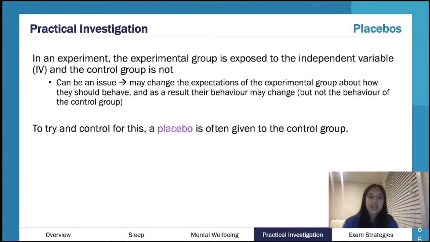So if you didn't have a placebo, in your experimental group you're giving them the drug, and in your control group you're not giving them anything. The control group are just sitting there, not taking anything, and we're doing a drug trial. They're going to know, okay, I'm not being given any medication. Let's say it's for a cough. I'm not expecting my cough to get better at all. In the experimental group, they're saying, okay, I'm getting a drug, I'm expecting my cough to get better.